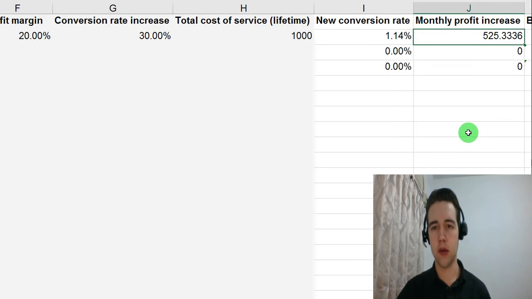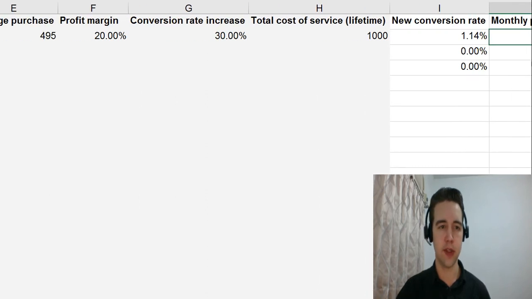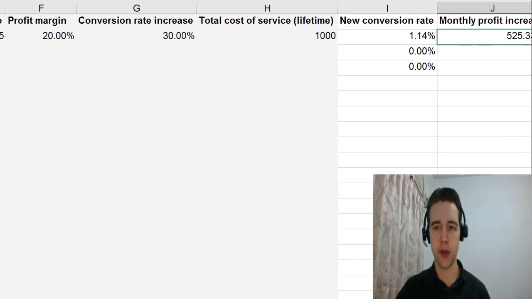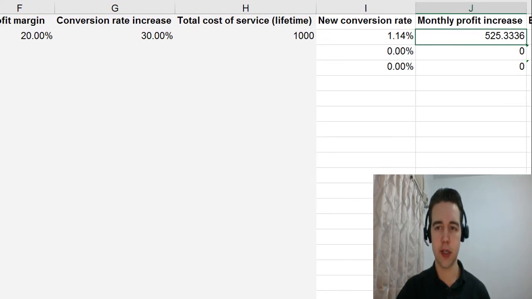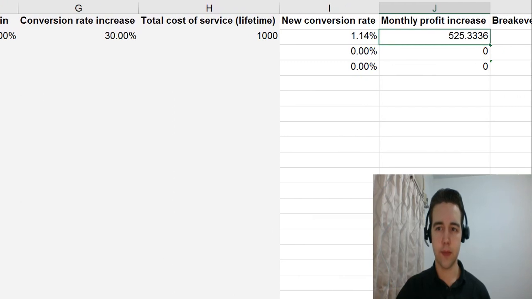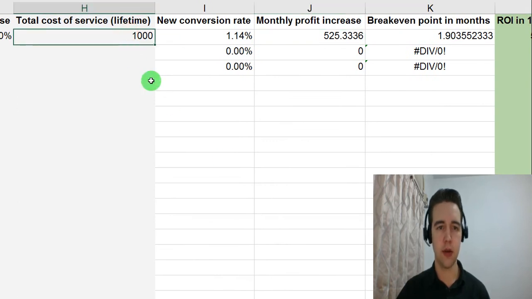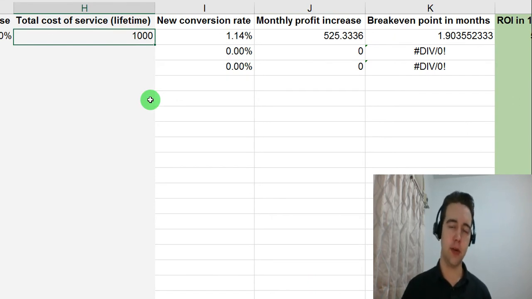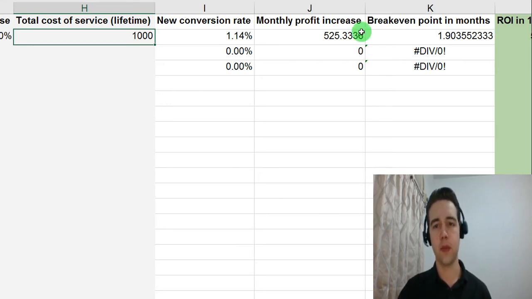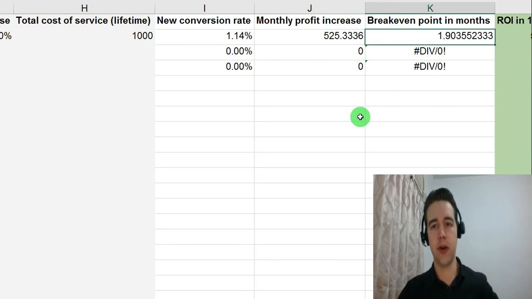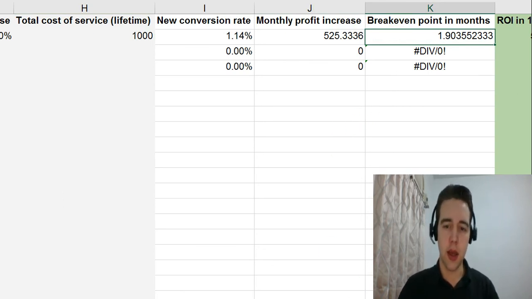So if this store were able to increase their conversion rate by 30%, so that's from 0.88 to 1.14, they would make $525 more money. All right. And since this service has a cost, whether it's you paying somebody or your own time, always put a dollar amount to your own time as well, so you know whether fiddling with your store would be valuable. Now, with this valuation, the break-even point is in 2 months. And after that, you are basically just going to make money.